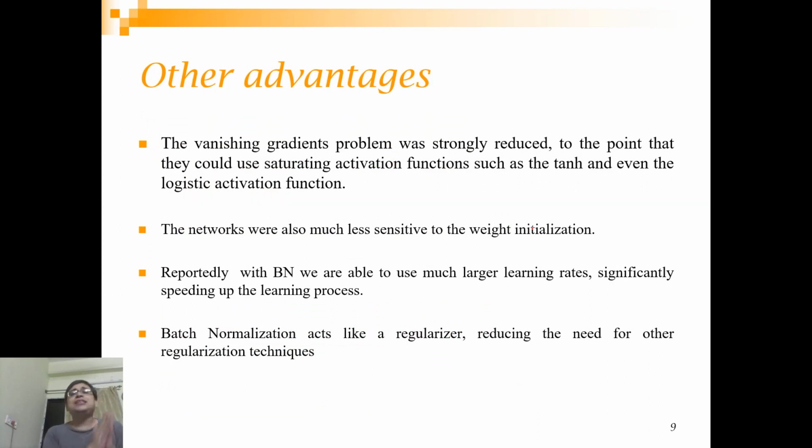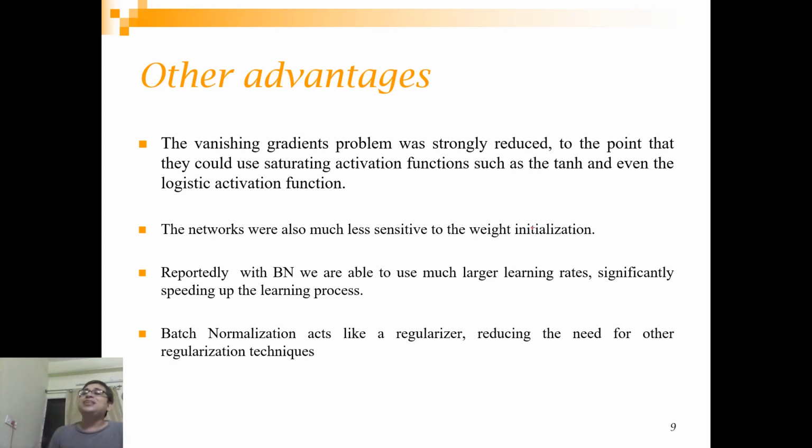All right. And finally, some other advantages. Of course, the vanishing gradient problem is strongly reduced, to the point that they could use saturating activation functions such as tanh, even the logistic activation function. So if you use batch normalization, you can use these activation functions as well. The networks were also much less sensitive to the weight initialization. So batch normalization is strong enough to not require any weight initialization technique, right? These came quite later than the weight initialization techniques, and reportedly with batch normalization we are able to use much larger learning rates, right?